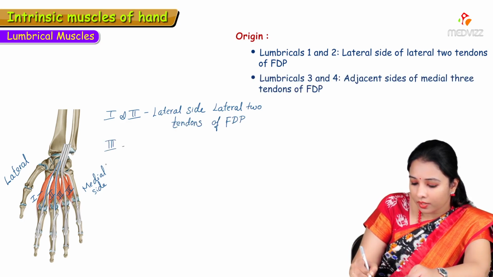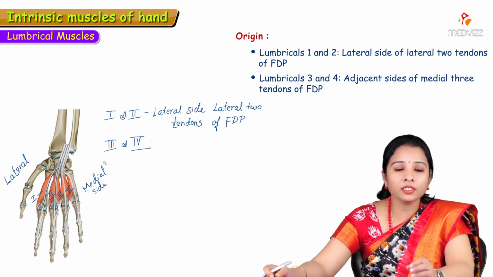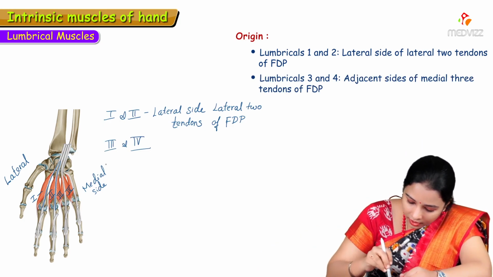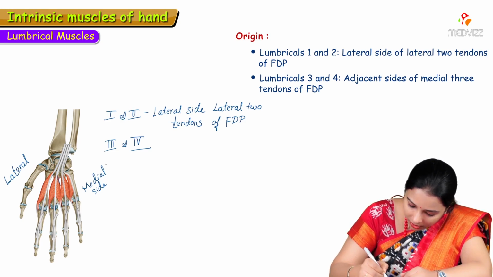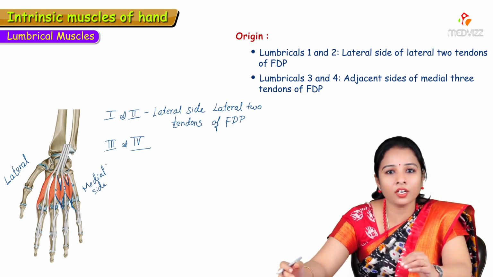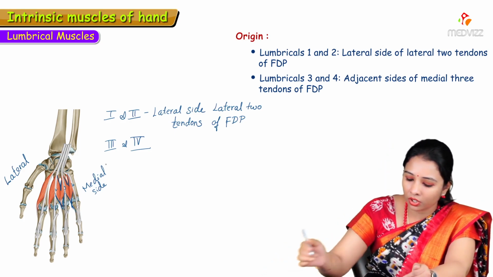Next, third and fourth lumbricals, they get origin from adjacent sides of the medial third and fourth flexor tendons. So you can see here, I will erase for you to see, the muscle gets origin from the adjacent side, both the sides, and they converge to form a single muscle from both sides. So adjacent sides of the second, third, fourth tendons. So they get origin from adjacent sides of the medial 3 tendons of the flexor digitorum profundus.